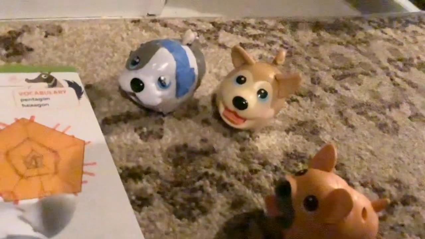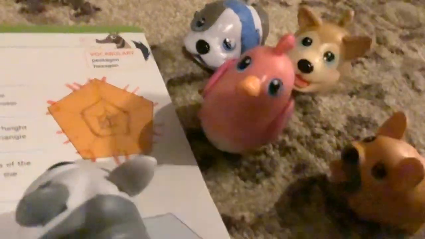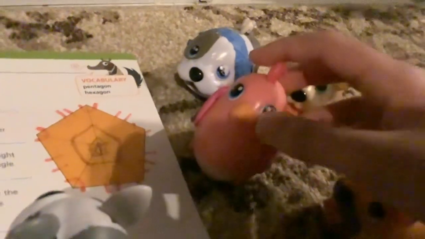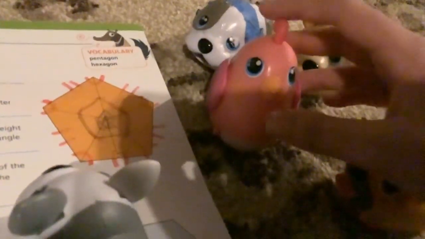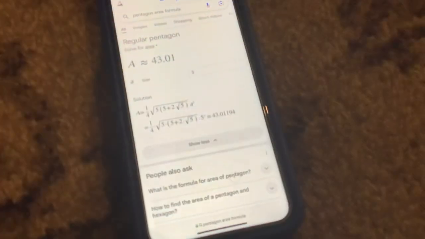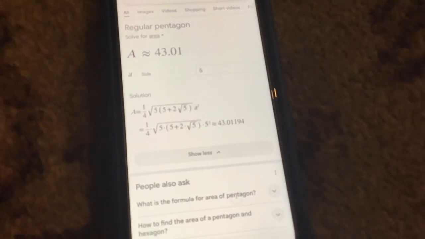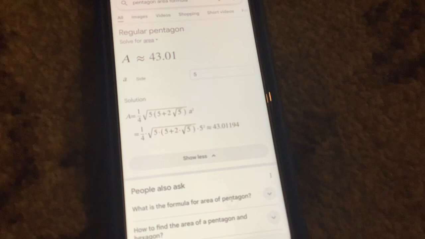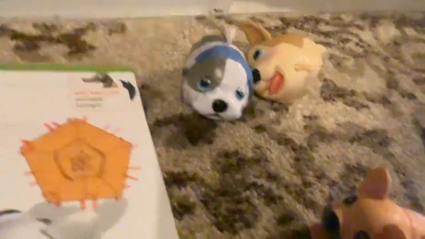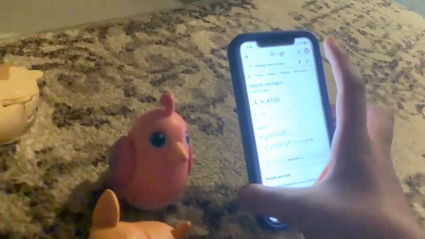Yes, I'll get it. So, the kind of problem solving we are doing is with isosceles triangles. But the actual formula of how to find the area of a pentagon is this: 1/4 times the square root of 5 times 5 plus 2 times the square root of 5, times a squared. Oh my goodness. That sounds very complicated. Yes, that is the actual way to find the area of a pentagon.